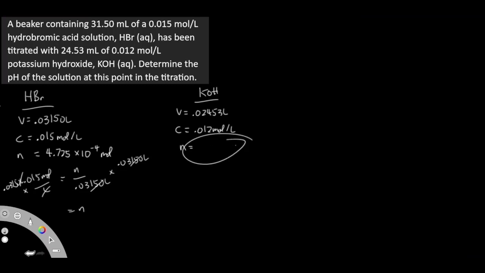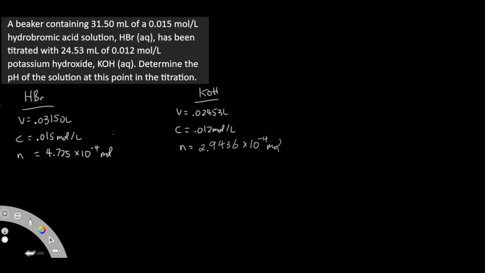And then you can just do the same thing here. It's not going to be difficult. Try this yourself. You end up getting 2.9436 times 10 to the negative 4 moles. So I'm just going to erase this part. It seems like we have all of the values between these two. So there are no unknown values that we need to find. But how do we solve this question then?